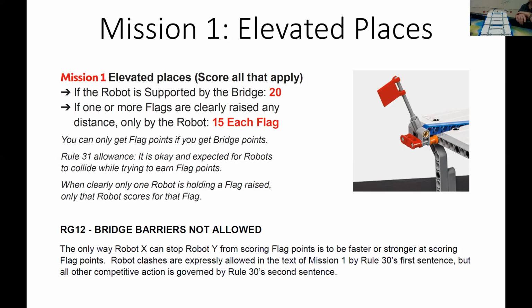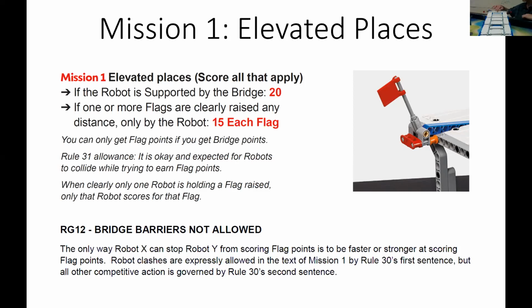And it says when clearly only one robot is holding a flag raised, only that robot scores for that flag. But I read that to mean that if two robots are pressing on this, then it qualifies. On the other hand, if I have a robot that's pressed this part way and the other robot presses it farther and the blue beam is no longer touching the first robot, then only the second robot would score, is my reading. I don't know if you could see that.